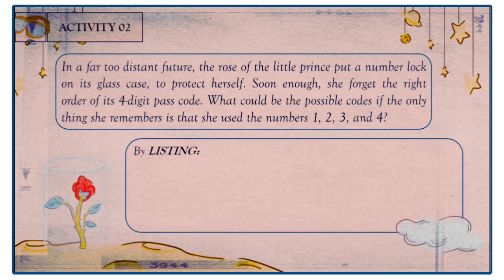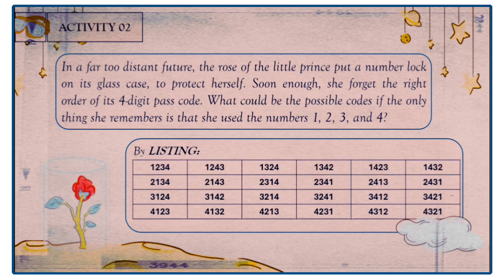Ranging from 1234, 1243, 1324, 1342, 1423, 1432, 2134, 2143, 2314, 2341, 2413, 2431, 3124, 3142, 3214, 3241, 3412, 3421, 4123, 4132, 4213, 4231, 4312, 4321, and I lost my breath doing that. That was a bit dumb, but that's the listing method. There are 24 passcodes in there that you can try out.